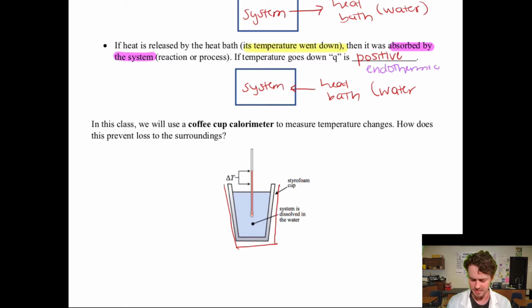So the system is going to be in the water. You see that we also have a thermometer where we can measure the change in temperature. Now, what I want you to remember is that a change in temperature is always going to be your final temperature minus your initial temperature. So it's always going to be final minus initial.